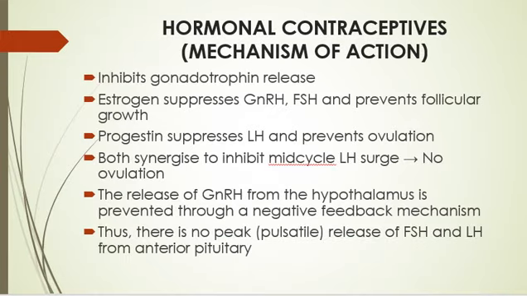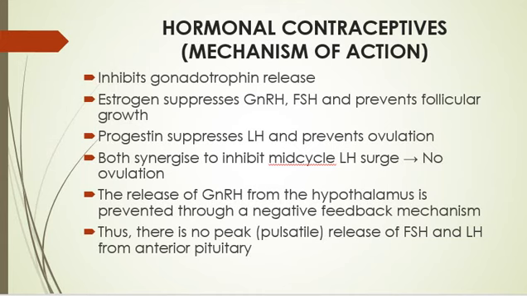What is the mechanism of action of hormonal contraceptives? The main mechanism of action is inhibition of ovulation. It acts on the HPO axis, that is, the hypothalamus-pituitary axis, where it inhibits gonadotropin release. The estrogen component suppresses the gonadotropin release and follicle stimulating hormone, and thus prevents follicular growth. The progestin component suppresses the luteinizing hormone and thus prevents ovulation. Both estrogen and progestin synergize to inhibit the mid-cycle luteinizing hormone surge, which is responsible for ovulation. So if there is inhibition of the mid-cycle LH surge, there is no ovulation.